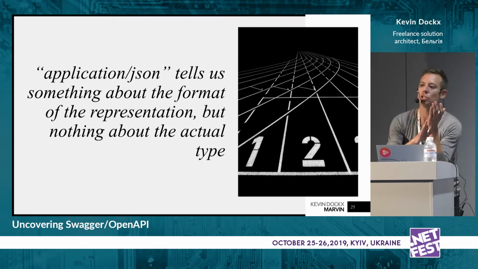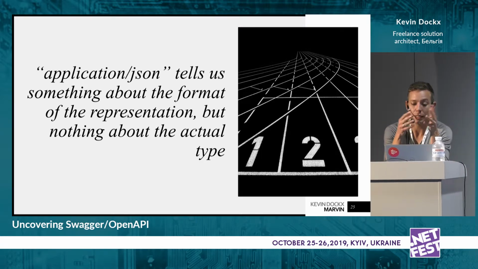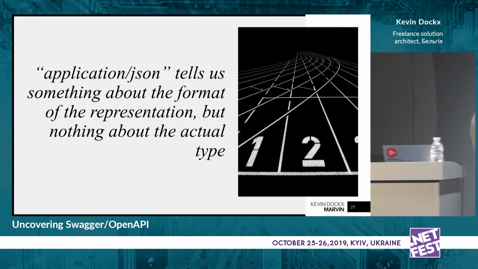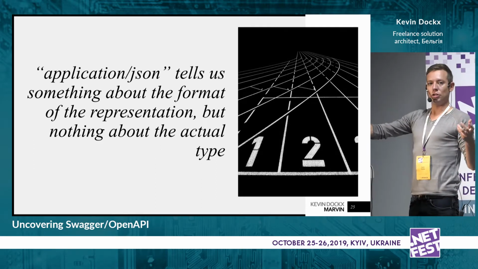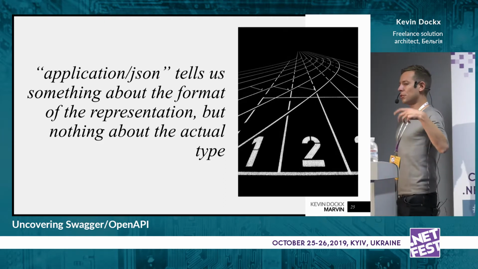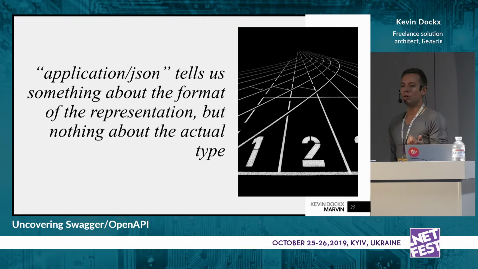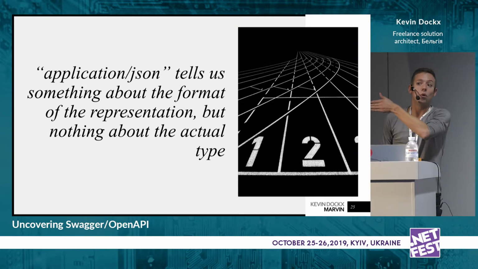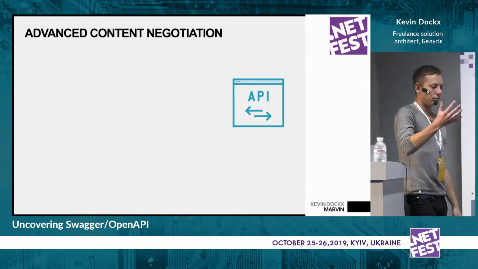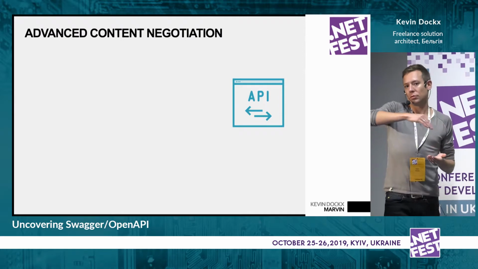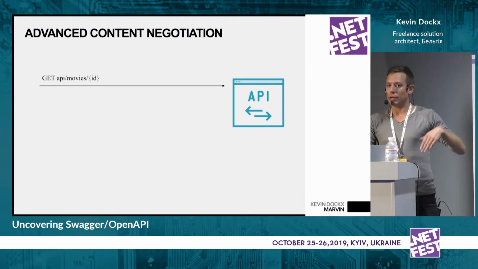Because something like application JSON or XML, it tells us something about the data format of the representation, but it does not tell you anything about the actual type. So, for example, if I get an author with application JSON, I'm asking, okay, I want something back in JSON format, but you're not specifically asking to get an author back. You're just asking to get back whatever is behind the author's resource. By working with content types or media types in a more advanced level, you can expand on that.